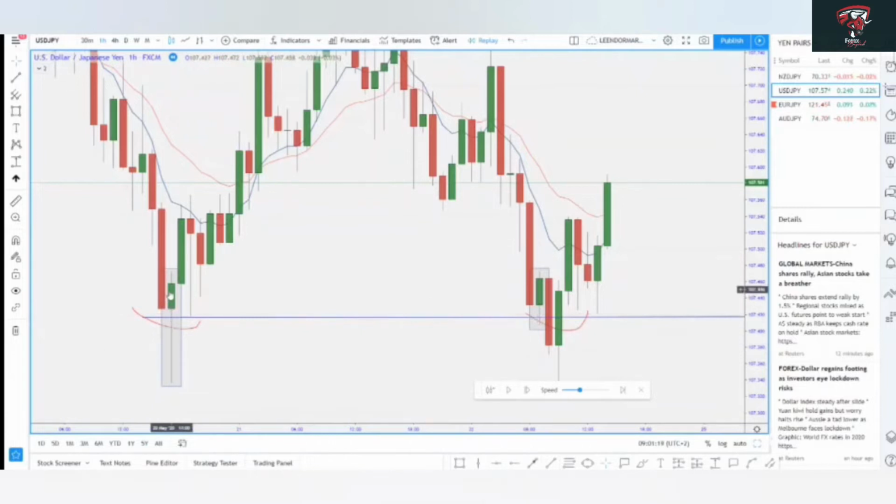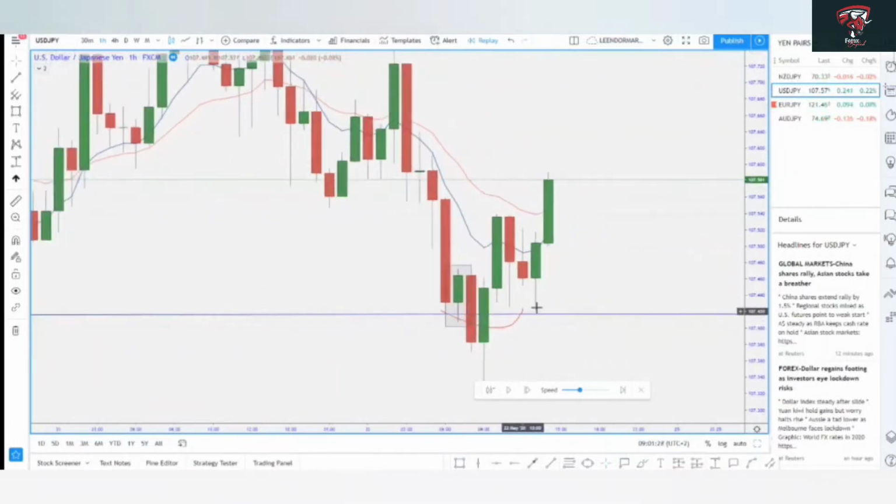So obviously we did get a shooting star there, or a hammer, and then the market gave us a confirmation bar. From there the market just went up. Let's come to this area.